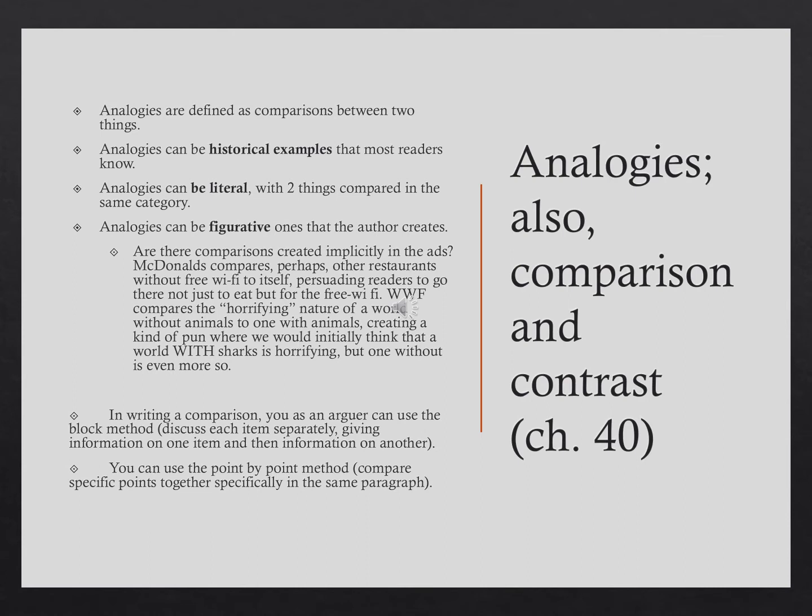Another type of logical proof is analogies, which we can also put under the heading of comparison and contrast, which is chapter 40 in our book. Now, analogies and comparison and contrast are not identical, but I'm going to talk about them similarly because they do have some similar definitions. So analogies are comparisons between two things. And analogies are really only short paragraphs or sentences. They're more types of figurative language than they are long drawn out comparisons, which are more what we see in chapter 40.